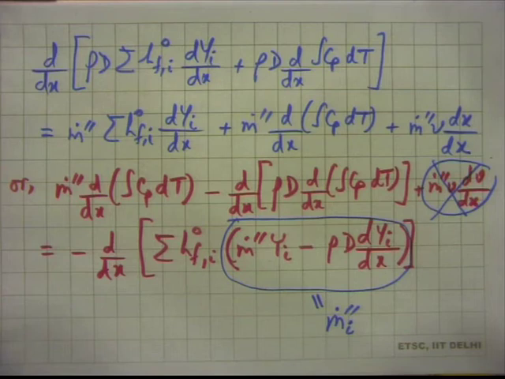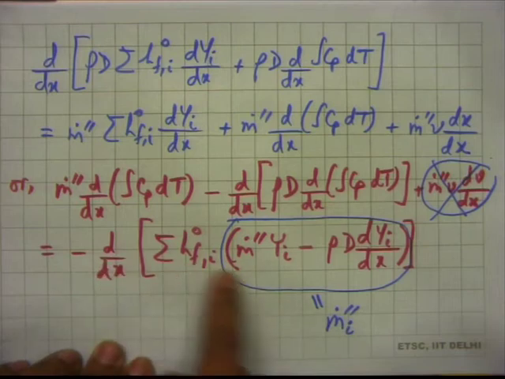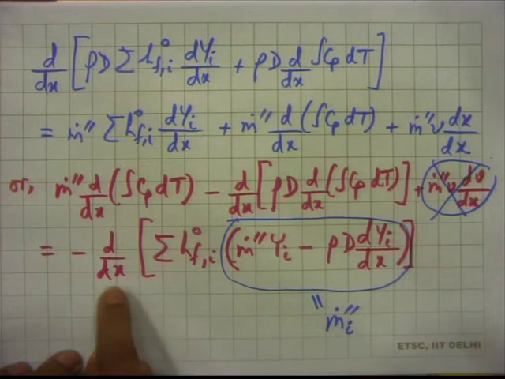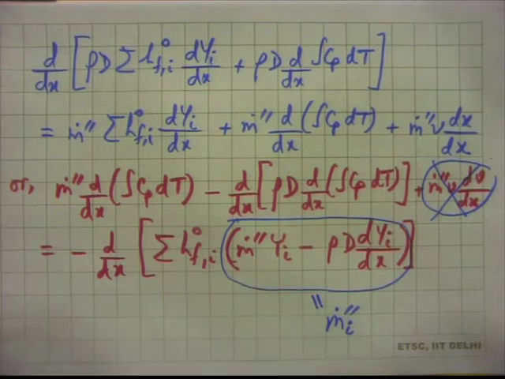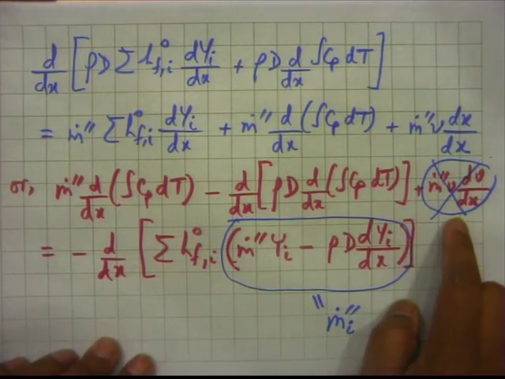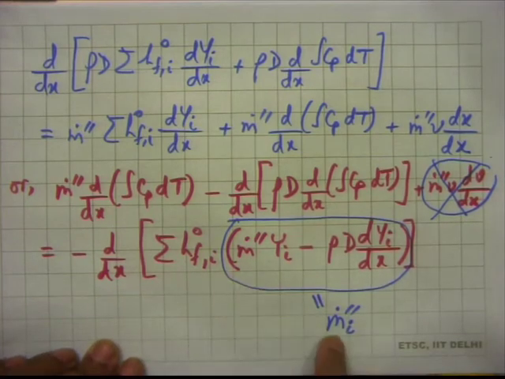And let us notice one more thing, that this is d dx of summation h f I m dot I double prime. So, you can do a d dx of d dx here. If you bring the d dx here, then it will become d dx of m dot I double prime, which is the same as m dot I triple prime, on the basis of the species conservation equation. So, we are neglecting the change in kinetic energy term, and we bring the d dx here to get d dx of m dot I double prime, that will give us m dot I triple prime.